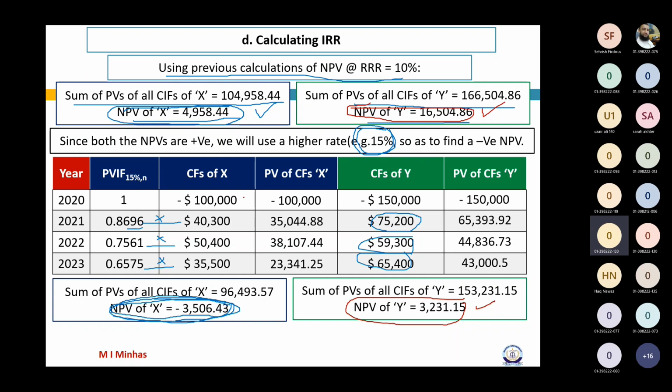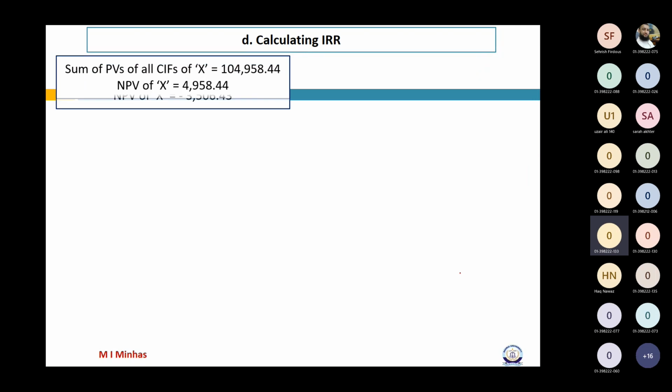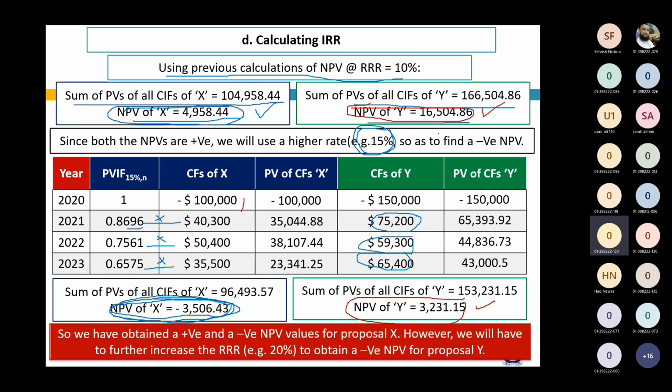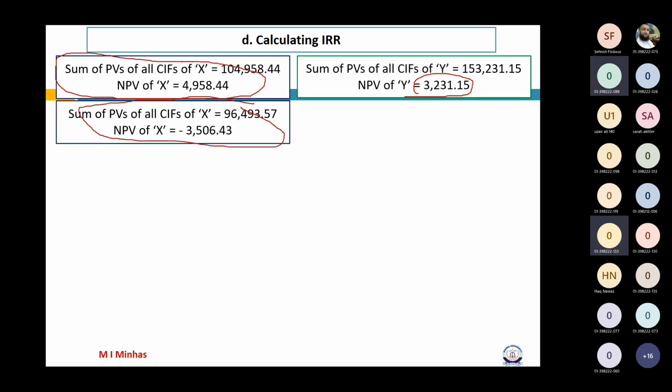I'm leaving the calculations for X here, but I'm further calculating the NPV for Y. We are done with X. Correct? One positive, one negative. But in case of Y, I've ignored the previous calculation of NPV of Y. Do you remember that we wanted to have a closer gap? We didn't want to have a gap of 10 and 20%. So I've ignored the first calculation, and I'm keeping the calculation of 15% with me.